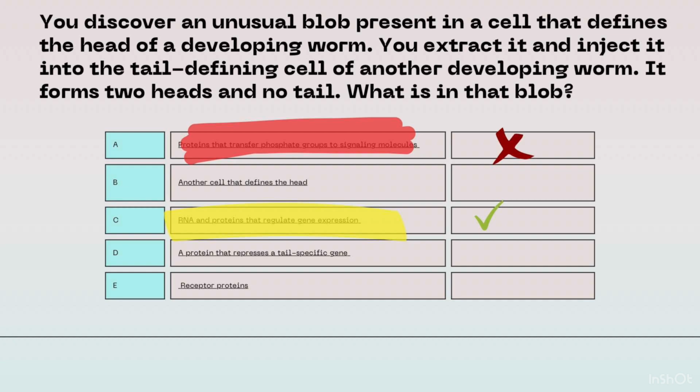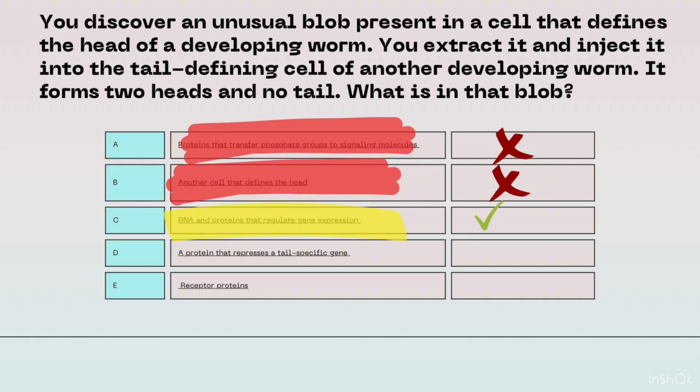Let's look at option choice B now, another cell that defines the head. Injecting a cell that defines the head into the tail-defining cell of another worm would not produce the described result, as it would simply result in two worms with heads and tails. It's not a single worm with two heads and no tail. So that's why answer choice B is incorrect.